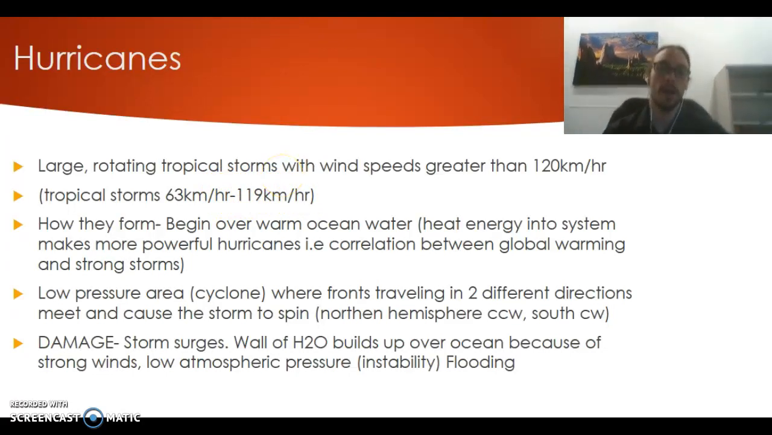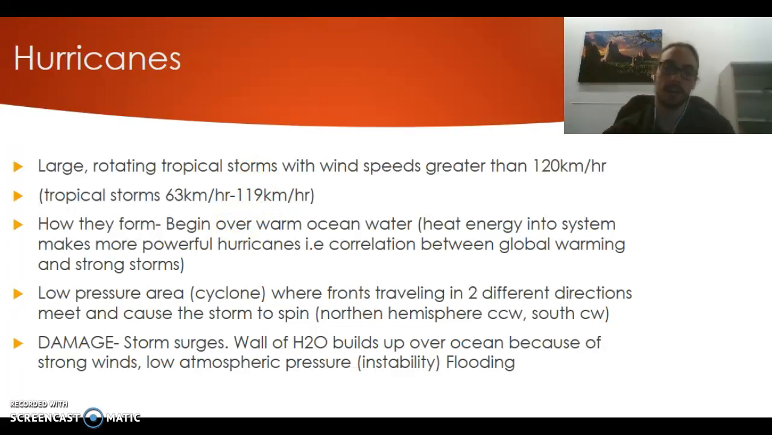So how they form. They form technically in Africa, but we won't get into that. We get a push of this warm air going towards America, and it creates this warm front that ends up creating a convection current closer to the Caribbean. They begin over warm ocean water. With warm water, we get more heat. We know that heat is energy, so more heat into the system makes a more powerful hurricane.